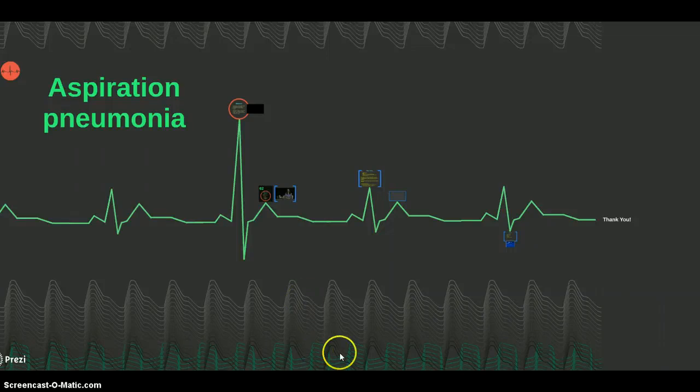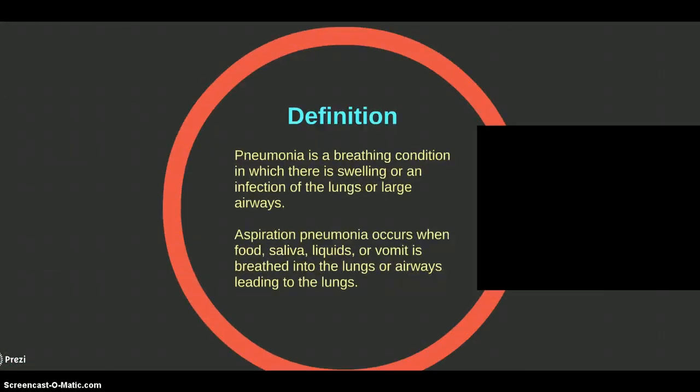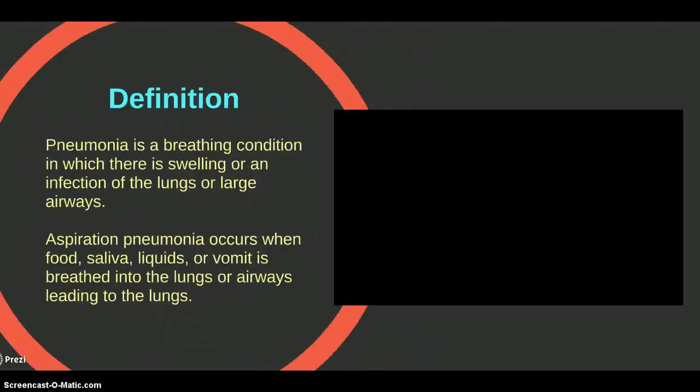Aspiration pneumonia. Definition: pneumonia is a breathing condition in which there is swelling or infection of the lung or lower airways. Aspiration pneumonia occurs when food, saliva, liquids, and vomit are breathed into the lungs or airways, leading to lung infection.